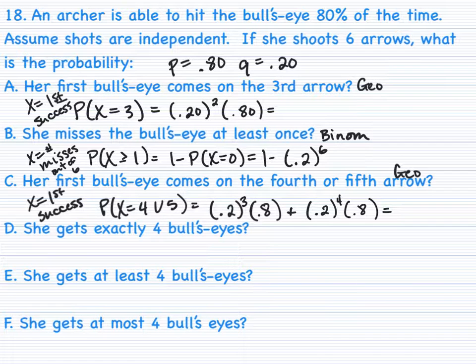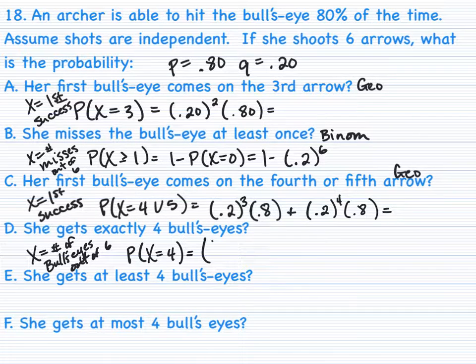Probability she gets exactly 4 bullseyes. So this time X is the number of bullseyes out of 6. So the probability that X equals exactly 4 is 6 choose 4, 0.8 to the 4th times 0.2 to the 2nd.